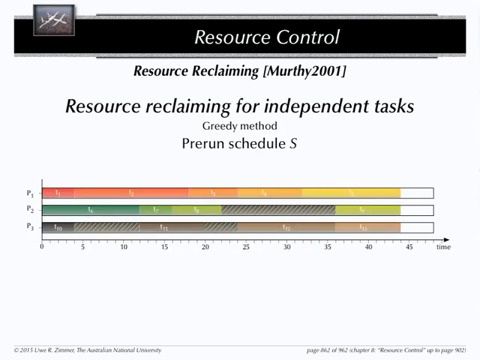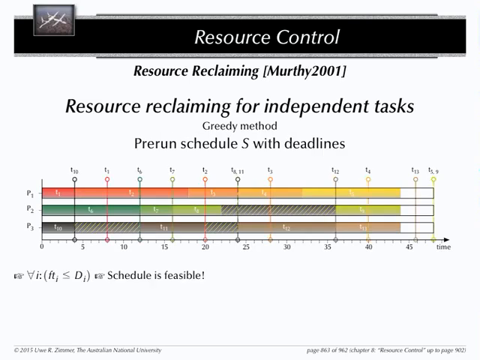So this is our pre-run schedule, all nice and cool. This is how we plan to run the whole thing. Here I give you a bunch of deadlines for the whole thing. And if you look closely, all the finishing times of our tasks are before their deadlines. The pre-run schedule is feasible. Cool. All easy.